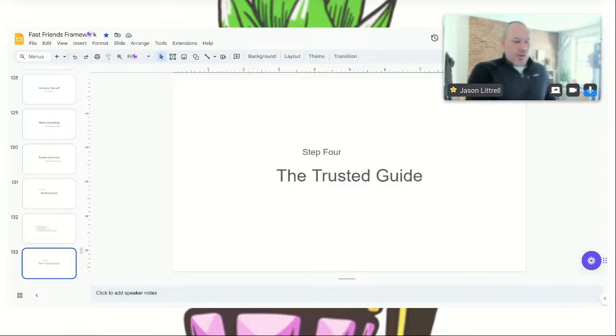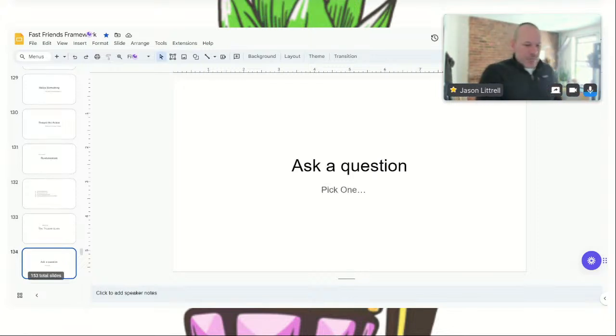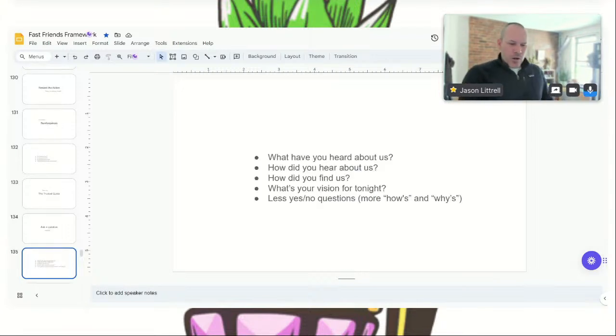And then step 4 is to become the trusted guide. Now, this is when things get really nasty. This is when, if you're off peak, again, all of this is based on off peak, you ask a question, like, hey, what have you heard about this? Or how did you hear about us? How did you find this? What's your vision for tonight? What do you want to happen?